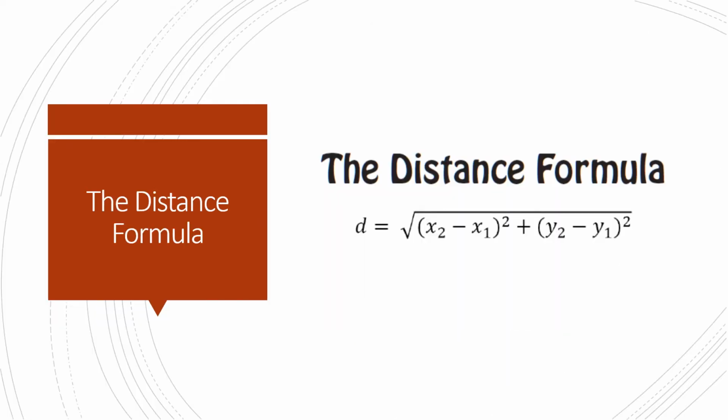On your foldable, you should see that crazy formula. D equals the square root of quantity x2 minus x1 squared plus the quantity y2 minus y1 squared. This is a formula that we use, and it's kind of crazy, but we also present an option where you can use a coordinate plane as well as the distance formula. And on the next slide, I will show you how you could use either or.